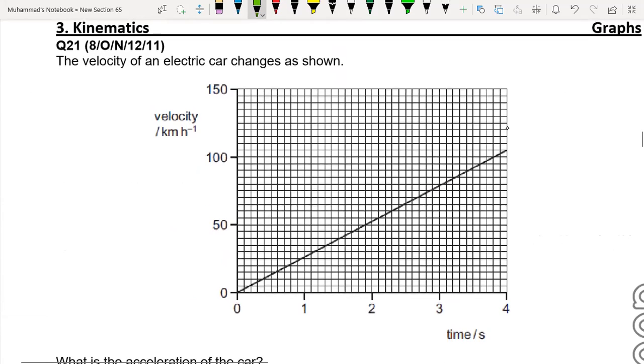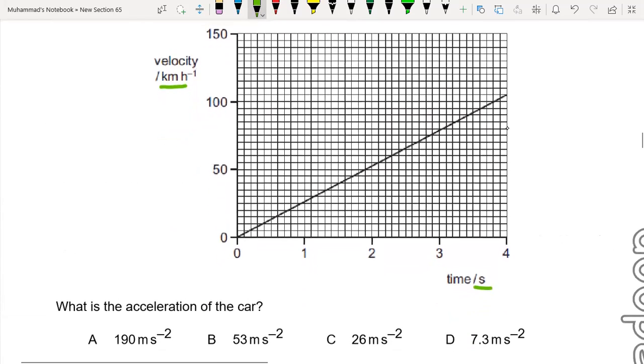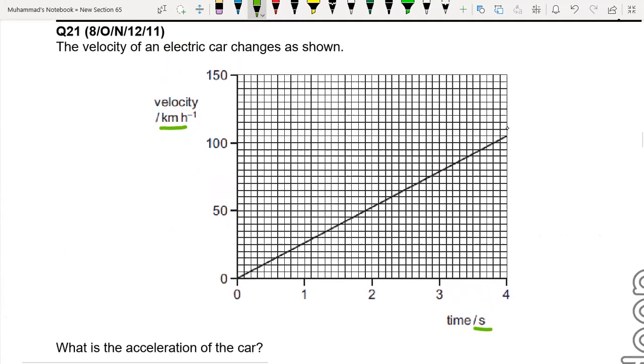The velocity of an electric car changes as shown. Velocity is in kilometer per hour. Be careful about this. The time is in second. So what is the acceleration of the car? Acceleration is the gradient of velocity time graph. So you have to find the gradient of this line. That is rise over run.